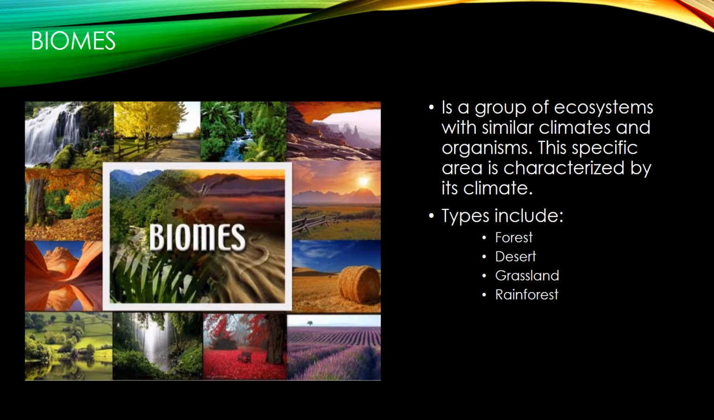Lastly, I'm going to talk about biomes. A biome is a group of ecosystems with similar climates and organisms. For example, forest, desert, grassland, and rainforest. Tomorrow we will have lab, where we will try to grow lima beans in different biomes and see which one does the best.